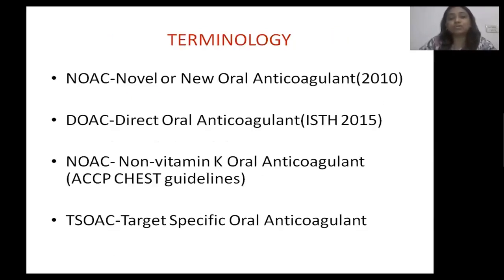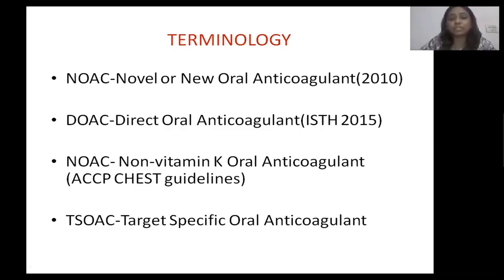So, the novel oral anticoagulants came into the picture first in 2010. This term came with the development of the first agent, that is ximelagatran. Further, in 2015, based on their action, the term direct oral anticoagulant, DOAC, was prescribed. Then the ACCP CHEST guidelines used the term NOAC, that is non-vitamin K oral anticoagulant, which has been widely used nowadays.